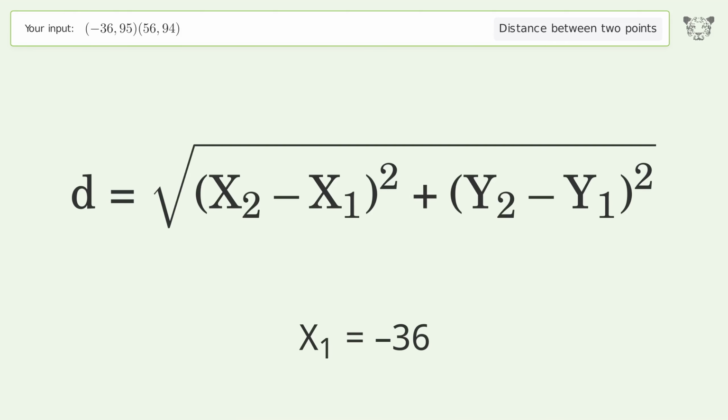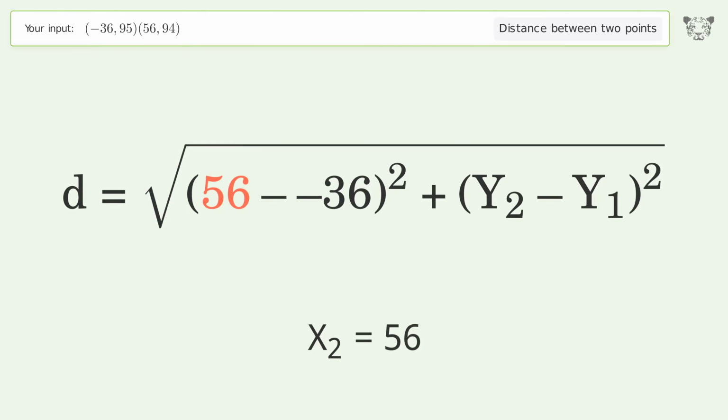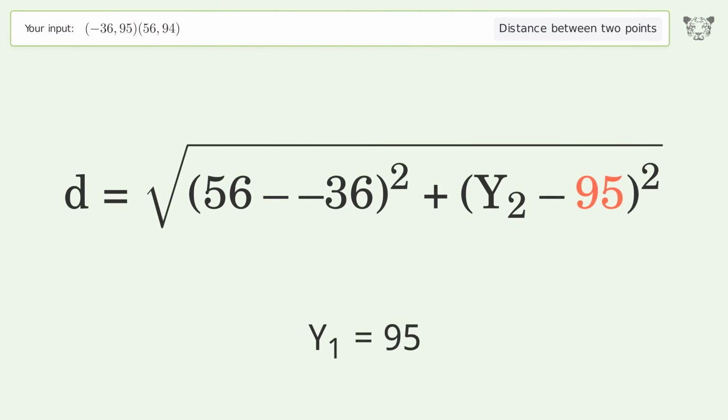x1 equals -36. x2 equals 56. y1 equals 95. y2 equals 94.